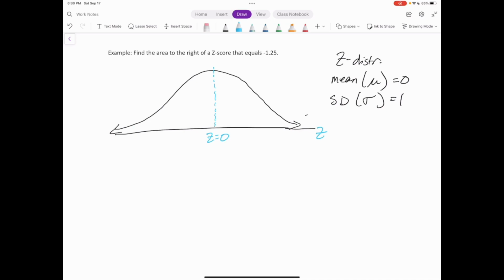Now I want to find the area to the right of negative 1.25. So negative 1.25 is to the left of my z-score of 0, and let's go ahead and call this negative 1.25. I want to find all the area to the right of it. How can we do that? Well, we can use z-tables, where mathematicians and statisticians calculated all these various areas for us, or we can just use StatCrunch. So let me show you how to do this in StatCrunch.